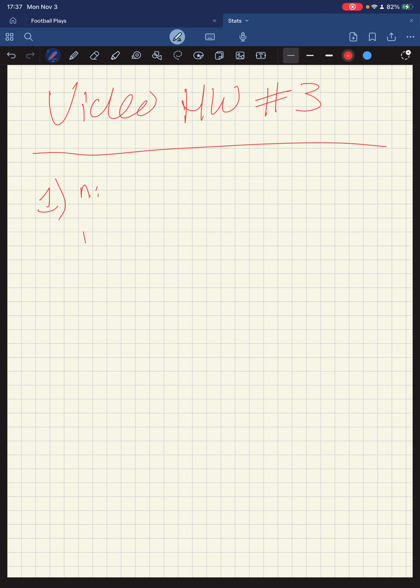So in n, p, 1 minus p, n is the number of shots that a basketball player takes, so that's 60. p is the probability that she makes, or the percent she makes the free throws, and that's 80%, so 0.8. And then 1 minus p, that is the probability that she misses, so it's just 1 minus 0.8, which is 0.2.